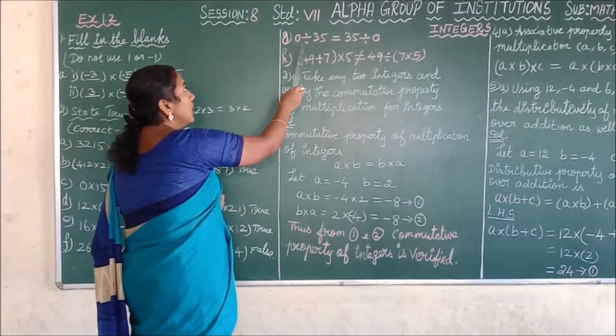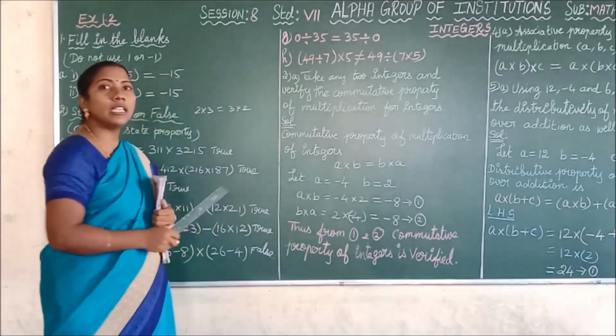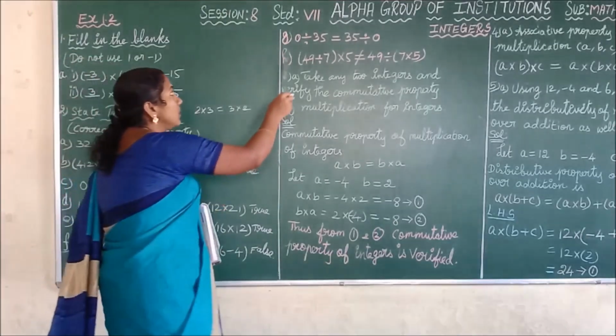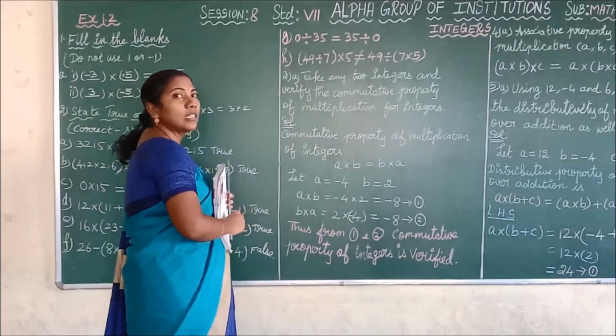See the next one. 0 divided by 35 is equal to 35 divided by 0. You know that 0 divided by 35 is 0.